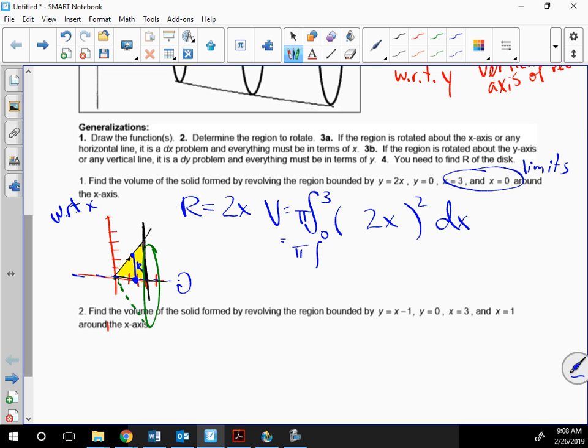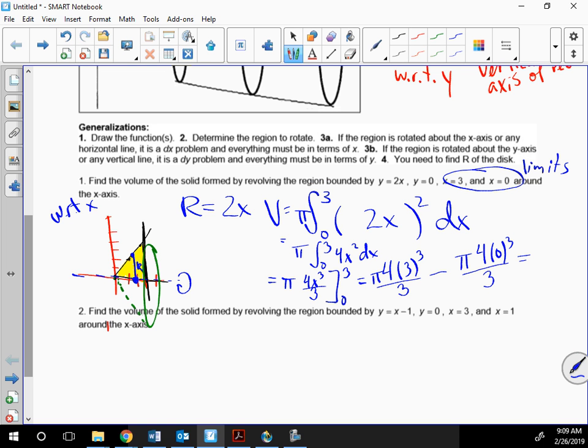Let's see, so we've got the integral from 0 to 3 of 4x squared dx. Don't lose your pi all the way along. So we'd have 4x cubed divided by 3, evaluated from 0 to 3. Go ahead and take in 3 and put it in. So we've got pi times 4, 3 cubed over 3, minus pi times 4 times 0 cubed over 3. That's just going to be 0, so our answer would be, let's see, 36 pi.